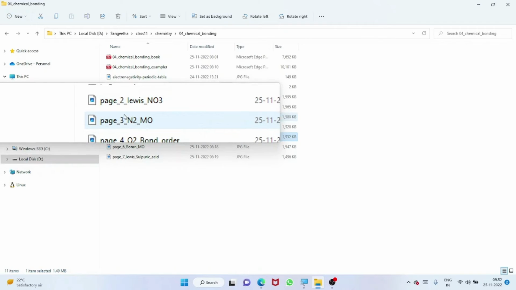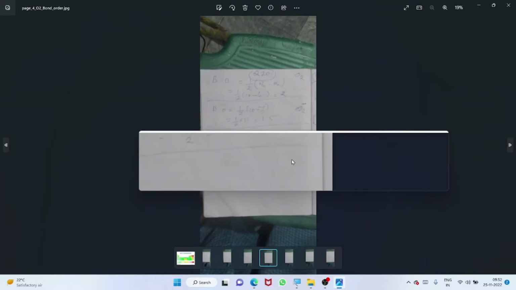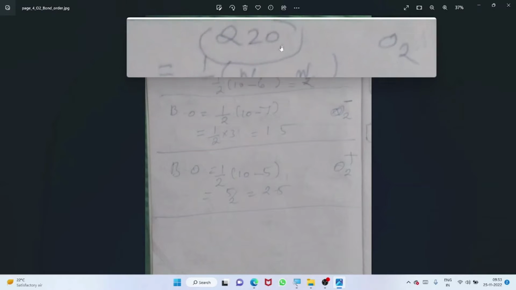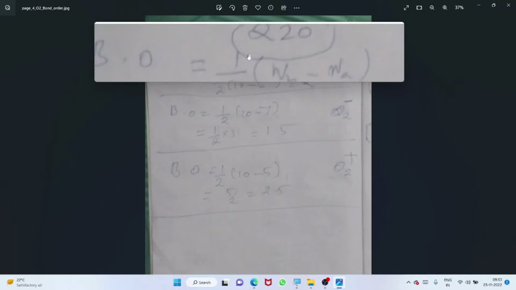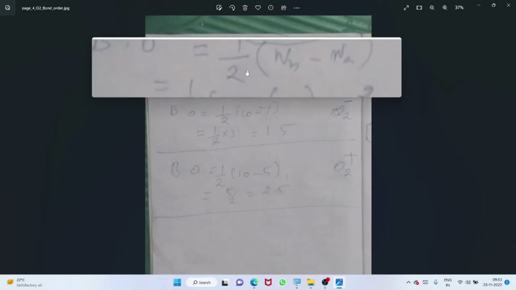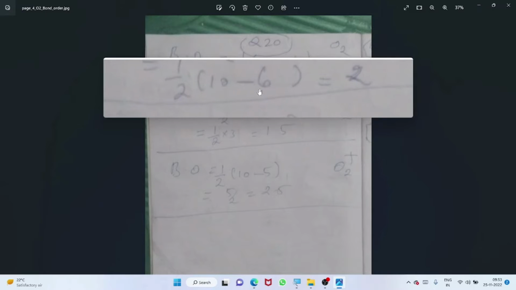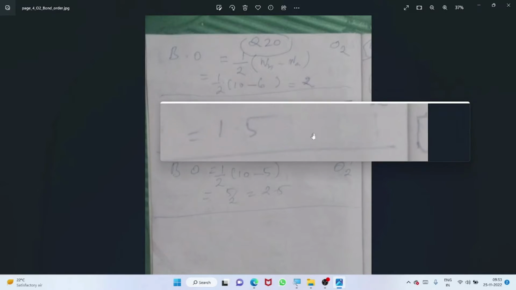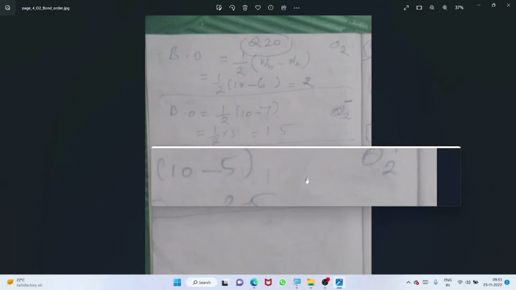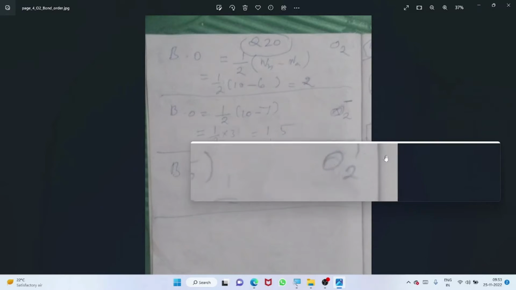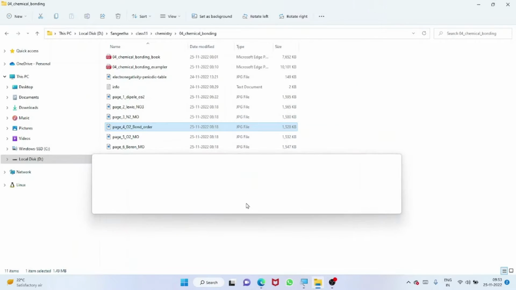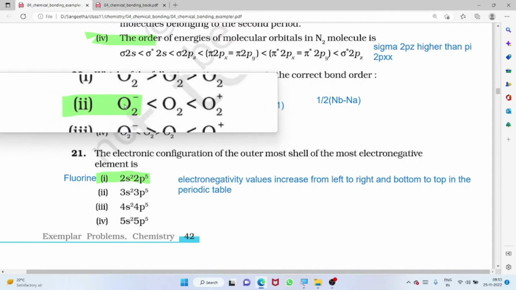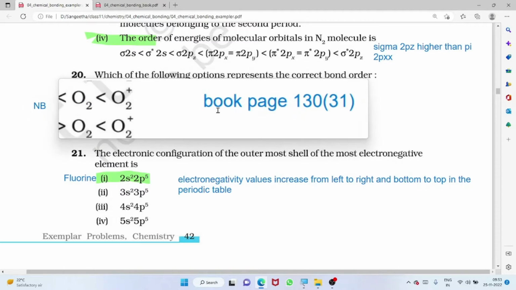So for that, bond order I computed based on that. For the oxygen O2, O2 has 16 electrons. If you draw the molecular orbital diagram, 10 bonding, 6 anti-bonding, so bond order is 2. Here O2 minus the bond order is 1.5. O2 plus the bond order is 2.5. So O2 plus is the highest bond order, and O2 minus is the lowest. So this is the correct order.